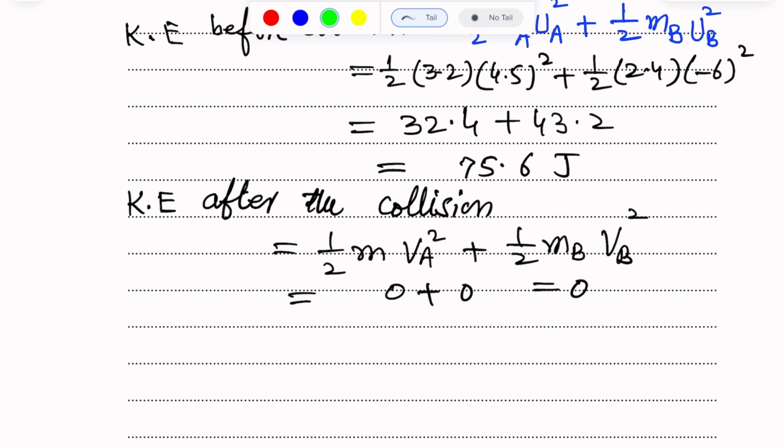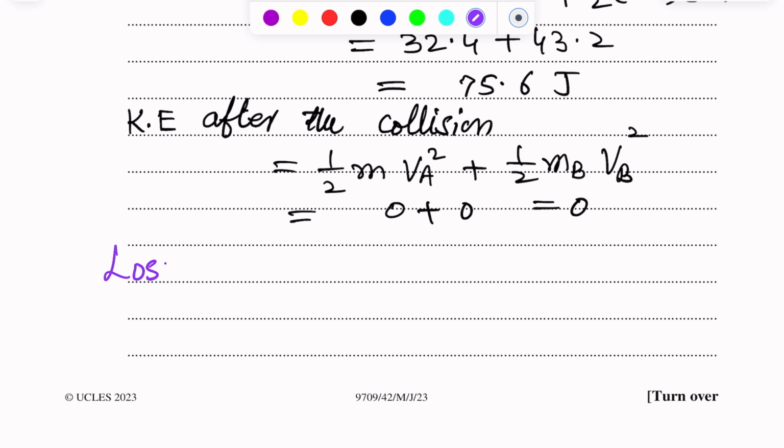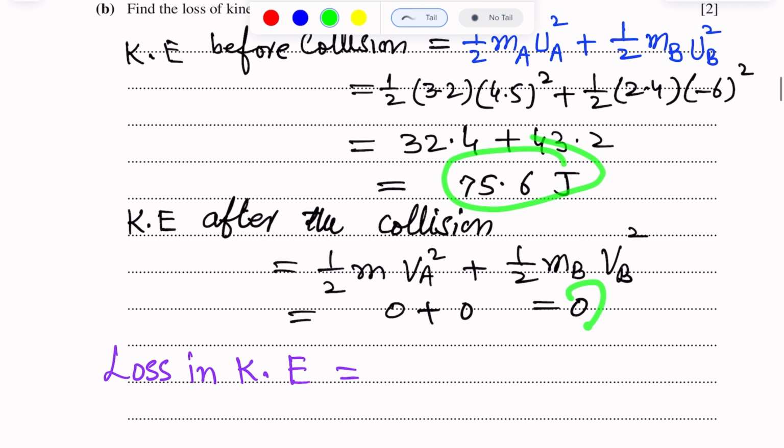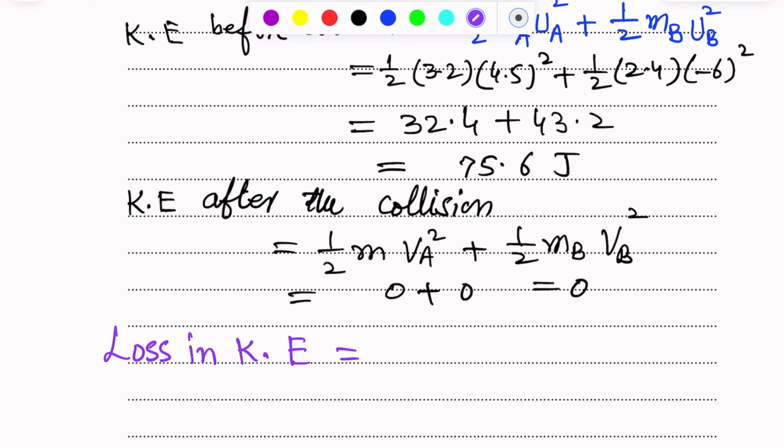So this shows the loss in kinetic energy. The kinetic energy before the collision is 75.6, after the collision 0. When we subtract, 75.6 minus 0, this shows that the loss in kinetic energy is 75.6 joule, and this is the answer.